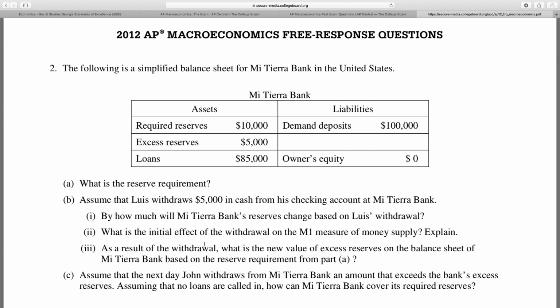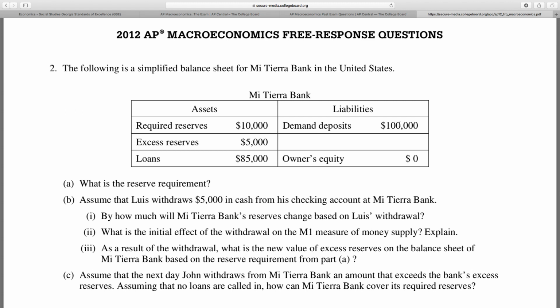As a result of the withdrawal, what is the new value of excess reserves on the balance sheet of Mi Tierra Bank based on the reserve requirement from Part A? This is kind of the tricky part, right? Guy took $5,000 out, so this becomes $95,000. Well, now you need $95,000 over here, right? Well, what is this all going to look like? Loans isn't going to be touched, all right? This is not going to be touched. I'm initially going to take the $5,000 from here, and I'm going to make it 0, all right?